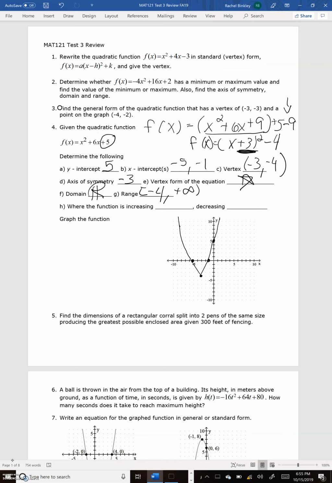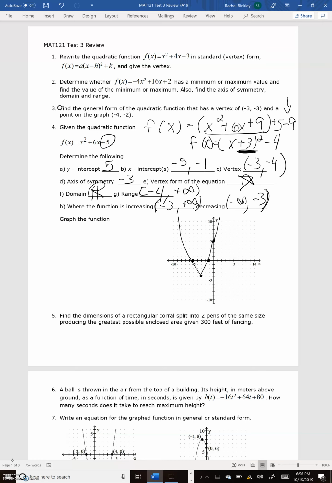The function is increasing from negative 3 to positive infinity, and it's decreasing from negative infinity to negative 3. Okay, and I'm using the rounded parentheses here because at negative 3, it is no longer decreasing. Like that's the end of it.